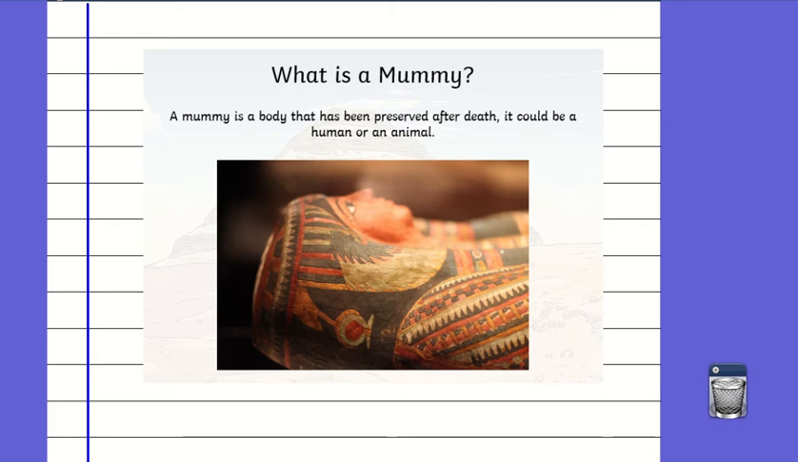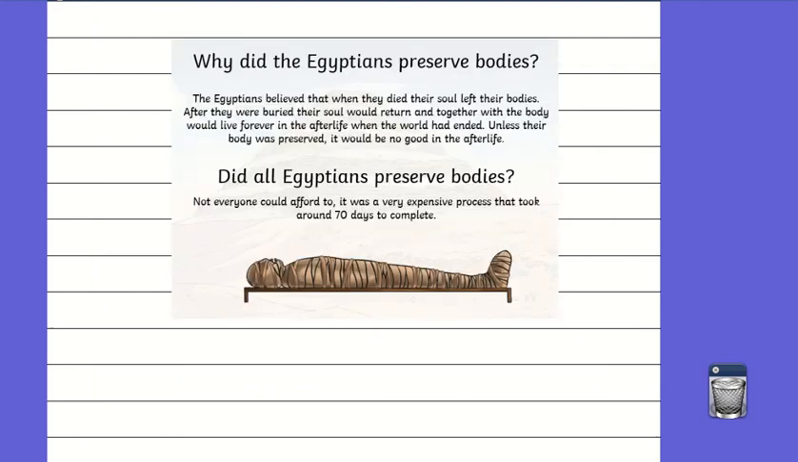Okay then, so what is a mummy? So a mummy is a body that has been preserved after death. It could be a human or an animal. So it wasn't just humans that the ancient Egyptians turned into mummies.